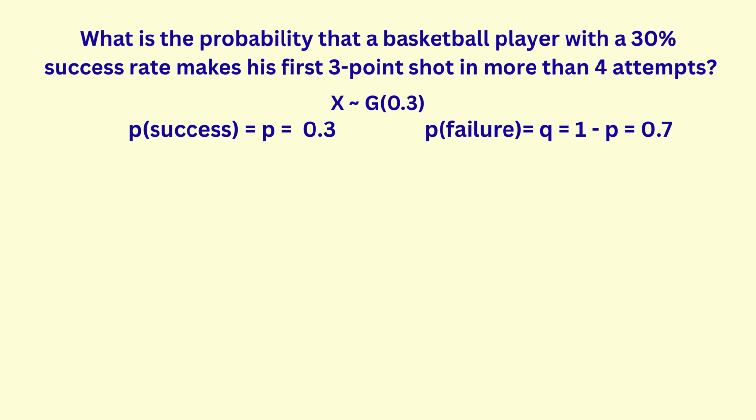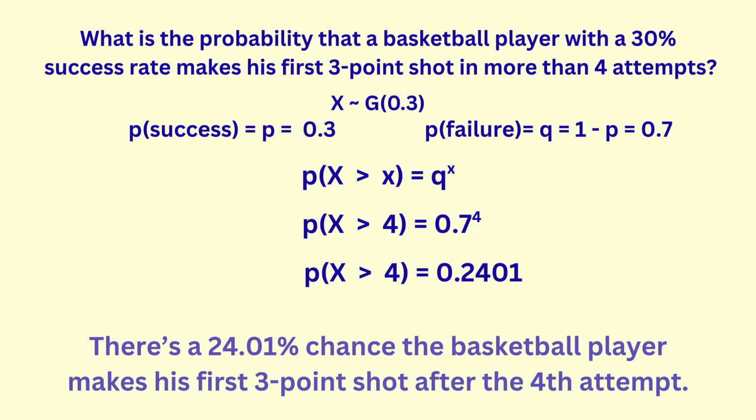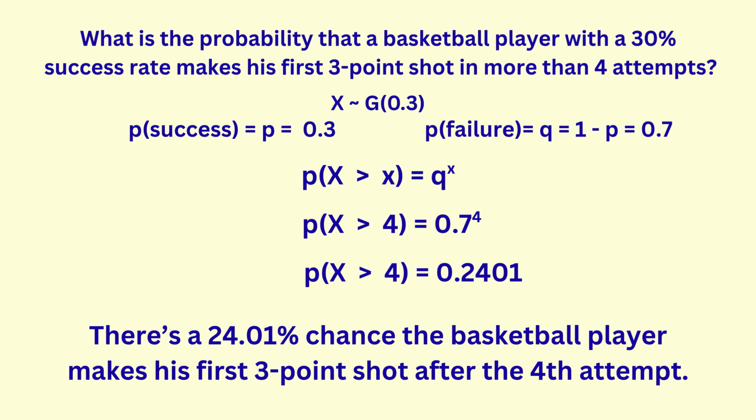Now, what if we were asked to find the probability that a basketball player with a 30% success rate makes his first three-point shot in more than 4 attempts? The formula shown here can be used to calculate the probability that x is greater than a specific value. In this case, 4. So we simply replace x with 4 to get 0.2401. So there's about a 24.01% chance the basketball player makes his first three-point shot after the 4th attempt.